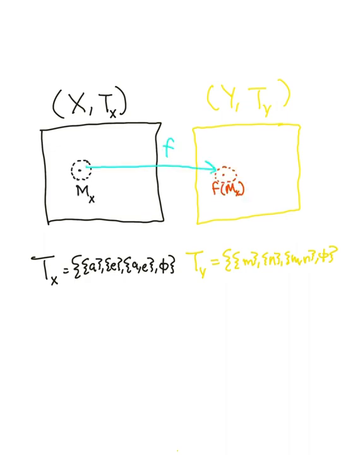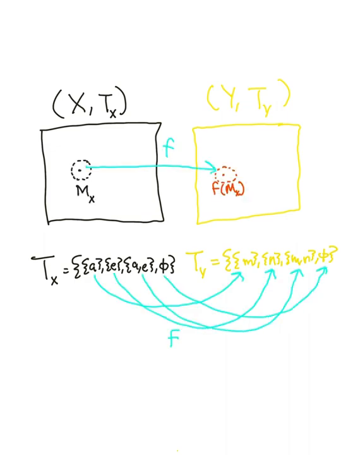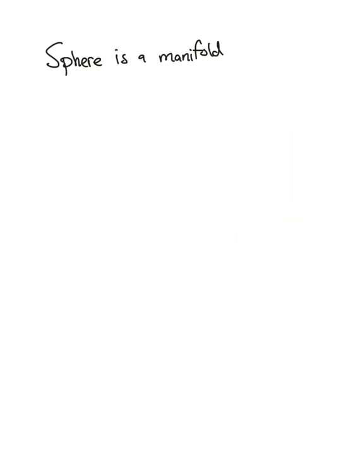A sphere is still an example of a manifold, since for each point on a sphere, there is a neighborhood that is homeomorphic to an open subset of R^n.